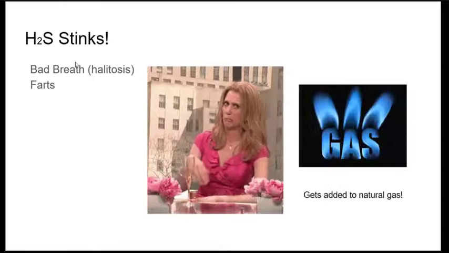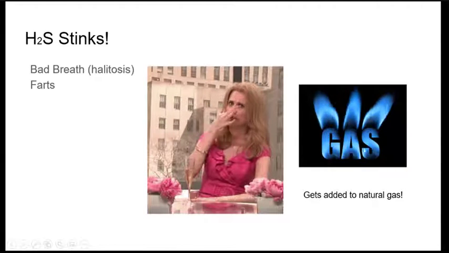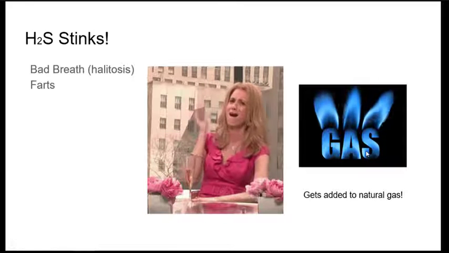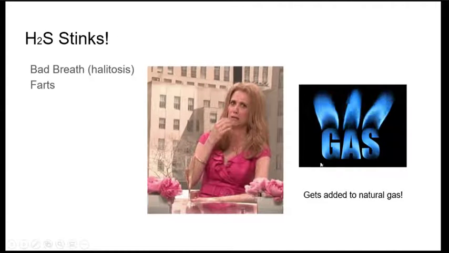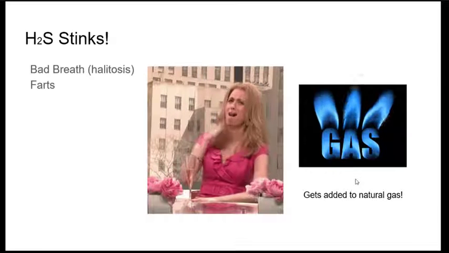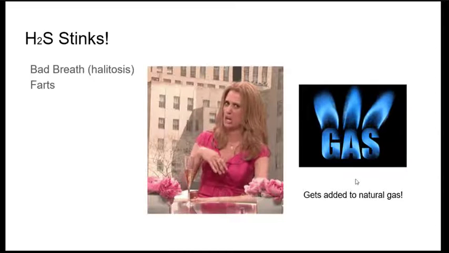In fact, they add this smell, or this chemical, to natural gas so that you can smell a leak. It is naturally odorless, but they put it in there in order to make natural gas just a little stinkier, so you know there's a leak. So that's sulfur.